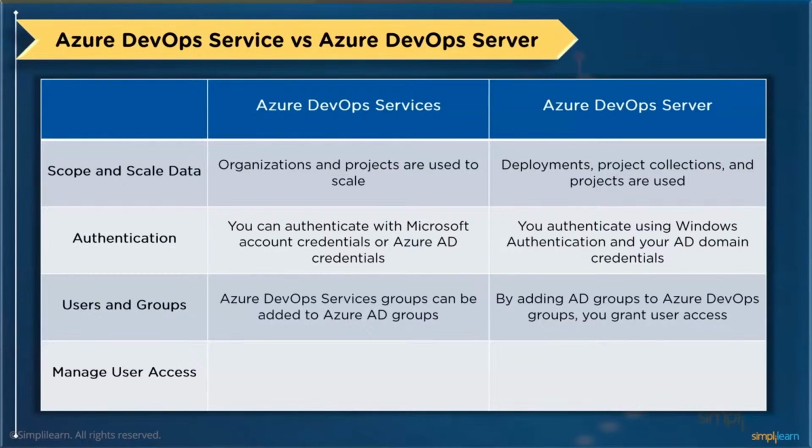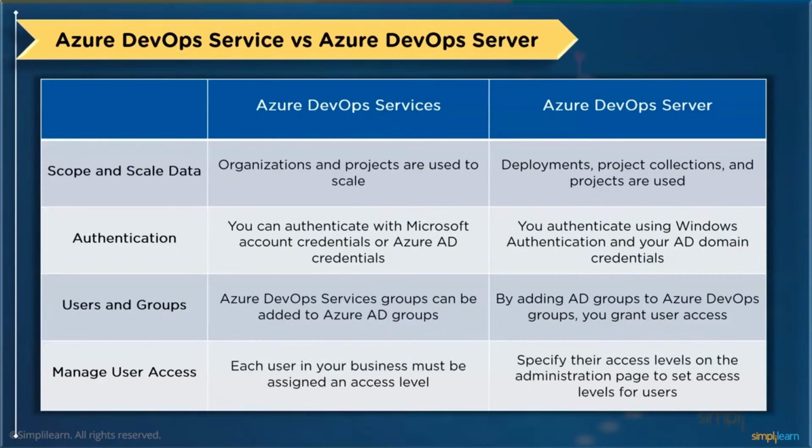You may use a similar technique to grant access to groups of users in Azure DevOps Services. Azure AD groups can be added to Azure DevOps Services groups. So you must add users one at a time if you utilize a Microsoft account instead of Azure AD. On the other hand, by adding Active Directory groups to multiple Azure DevOps groups, you may grant user access to deployments in Azure DevOps Server. The membership of AD groups is kept in sync, so users gain and lose access to Azure DevOps Server as they are added and withdrawn in AD.